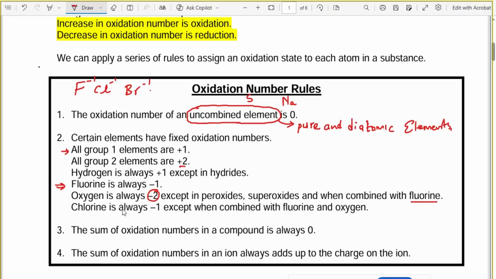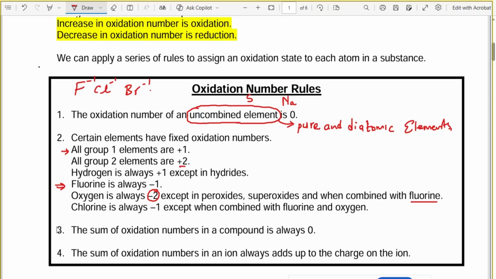Chlorine is always -1, except when combined with fluorine and oxygen. Then you see all these rules on group 2. Don't worry about those rules. We'll go through them when we do the examples.